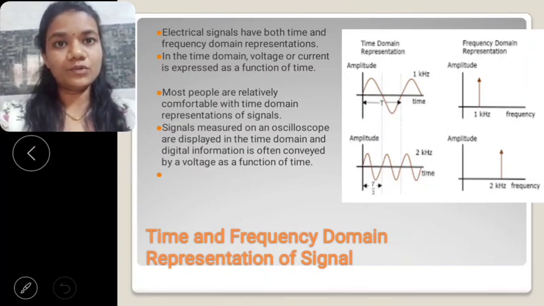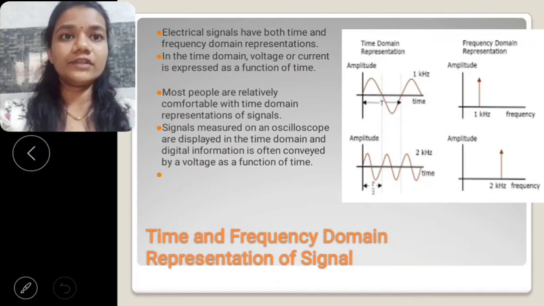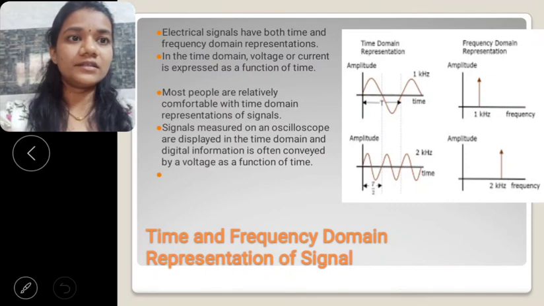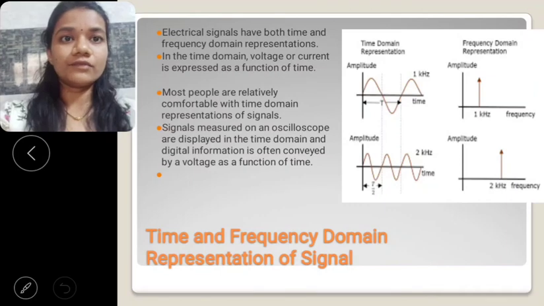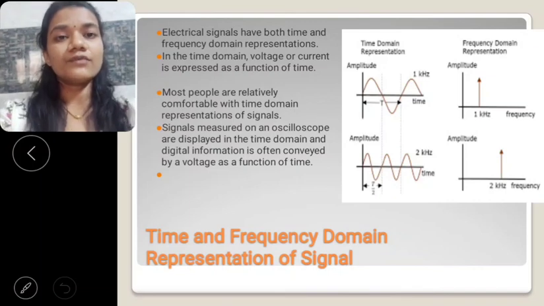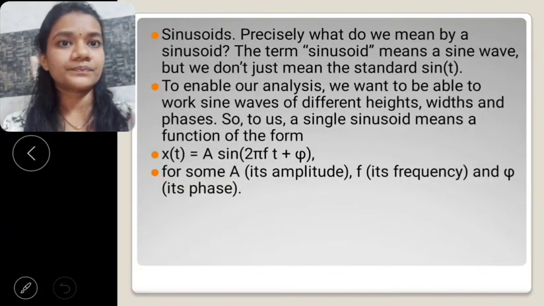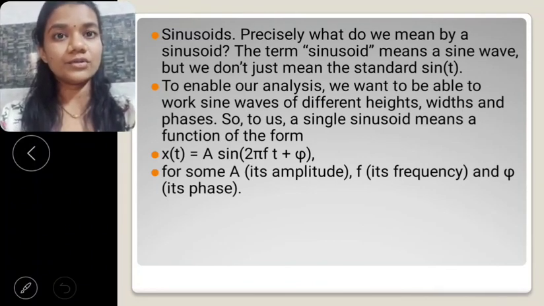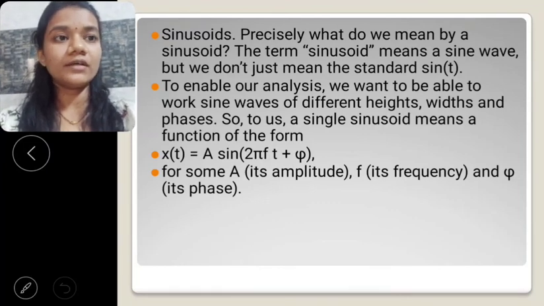In most circuits, we are relatively comfortable with the time domain representation of a signal. And in the frequency domain representation, the signal is a function of frequency: on the x-axis we are using frequency, and on the y-axis we are representing the amplitude of the signal. So this is all about the representation of signals in the time domain and frequency domain.